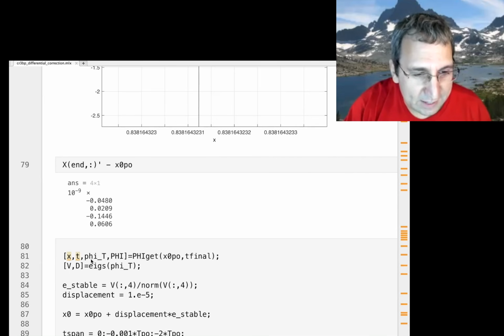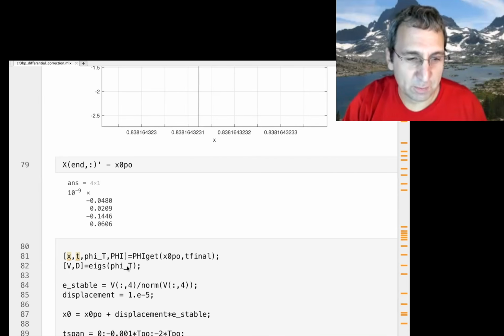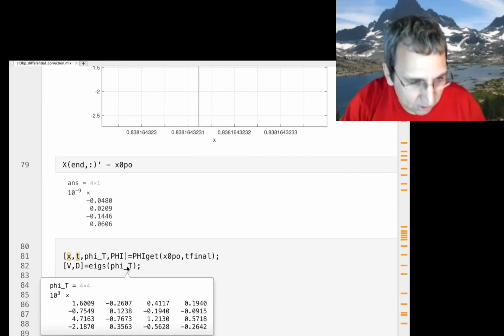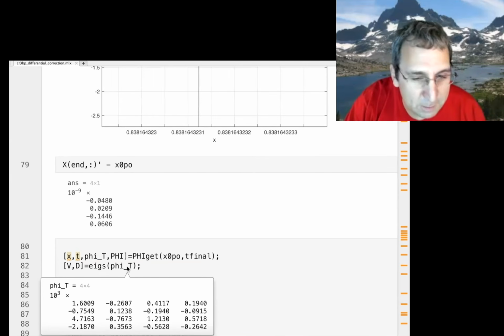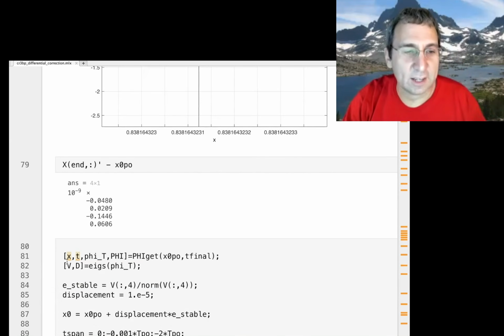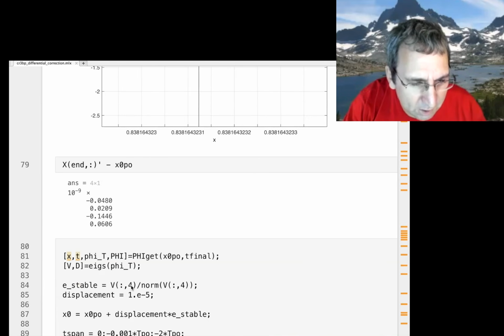So phi at time t, this is the monodromy matrix. And you can see what it is. It's 10 to the third times a bunch of things. We can get the eigenvectors. And I guess I knew ahead of time that the fourth one is the stable one.